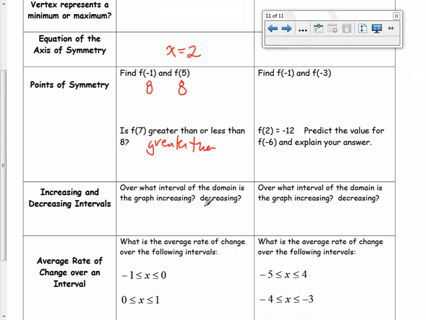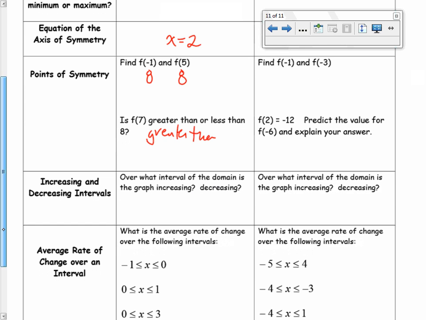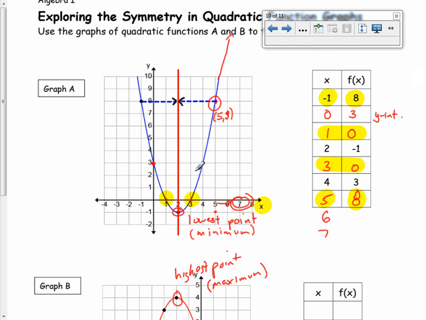On what interval of the domain is the graph increasing or decreasing? Well, your axis of symmetry can help you here. Anything to the left of the axis of symmetry is your decreasing part. Anything to the right is the increasing part.